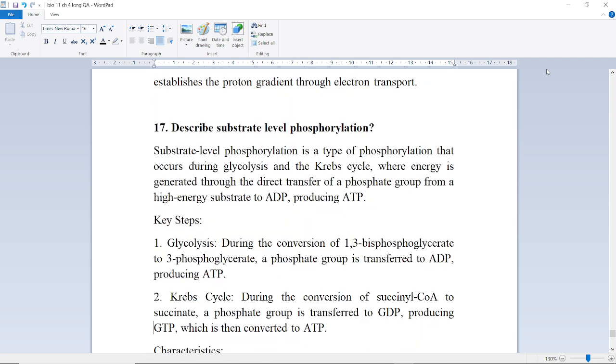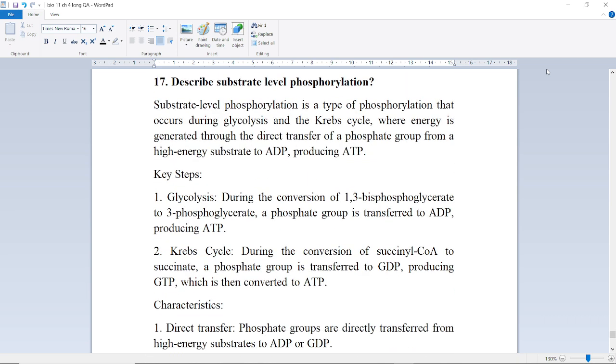Next question is, describe substrate level phosphorylation. Substrate level phosphorylation is a type of phosphorylation that occurs during glycolysis and Krebs cycle, where energy is generated through direct transfer of a phosphate group from a high energy substrate to ADP, producing ATP.